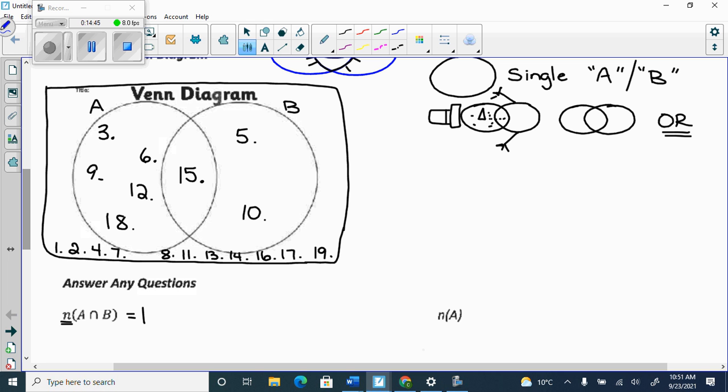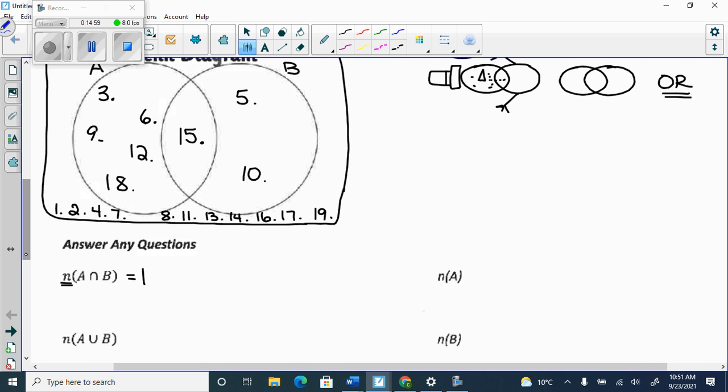Why don't I put it in squiggly brackets? If I put it in squiggly brackets, that would mean that the element 1 was in A and B, and that's not what I want. I want the number of elements in A and B is 1, so I just put the number 1. What about n of A? Do I just count the ones that are only in A? Or is A the whole circle?